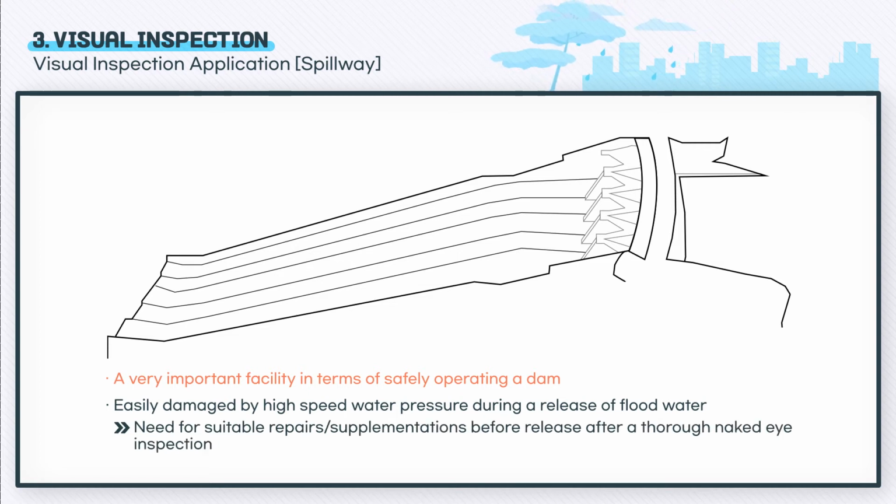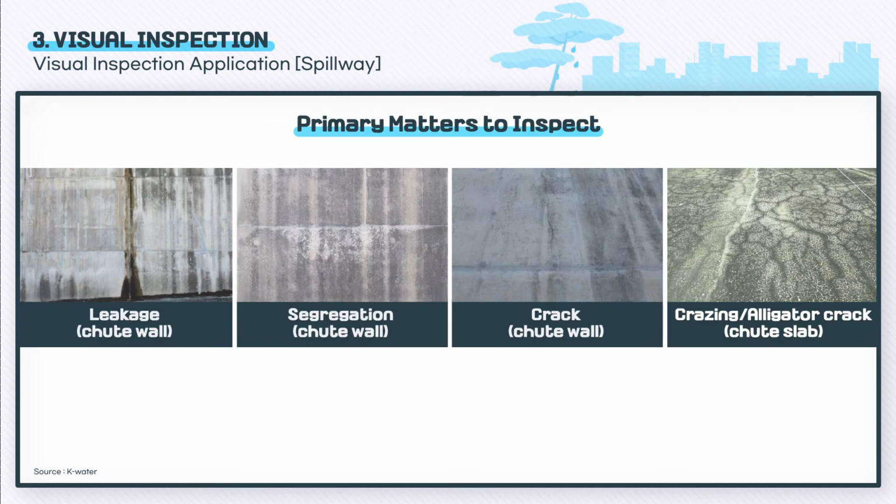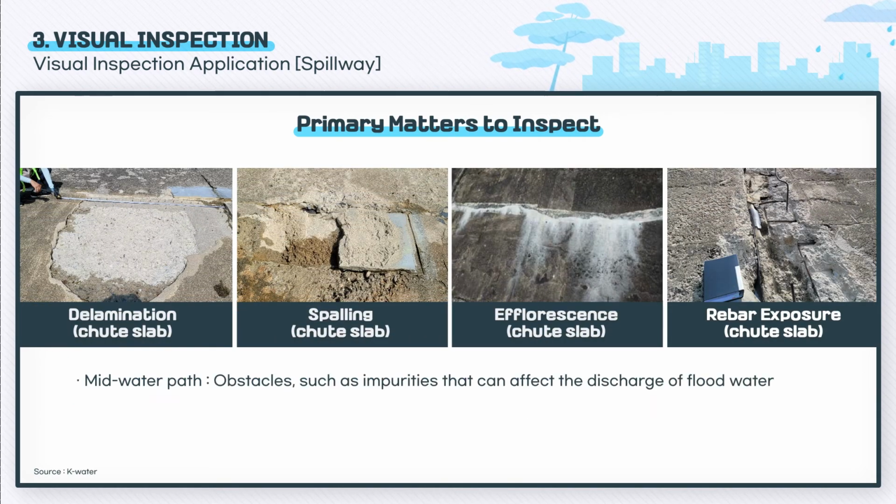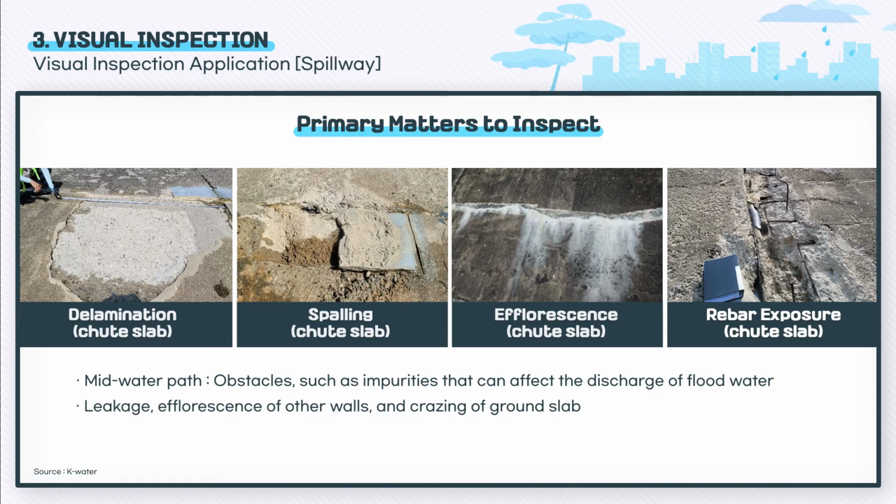perform suitable repairs and supplementations before the release of water after performing a thorough naked eye inspection. The key points to consider during a naked eye inspection include cracks or structural damages to the structure, and damages such as erosion, exfoliation, spalling, abrasion, and others can be caused by cavitation of the concrete slope. Any obstacles, such as impurities that may affect the discharge of flood water in the waterway, and any leakage, efflorescence of other walls, and crazing of the ground slabs are also observed.